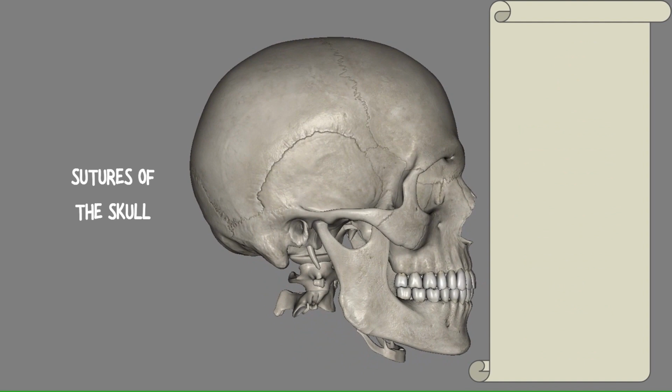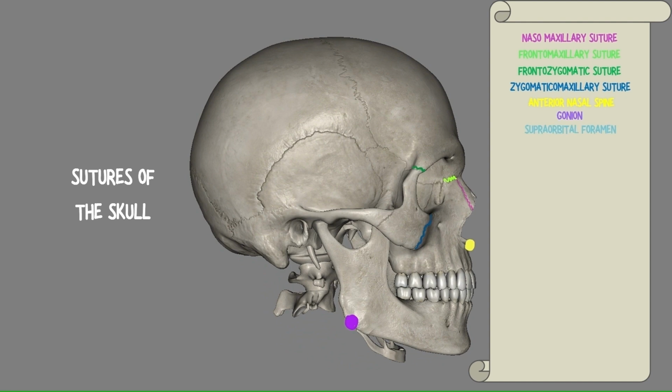In a lateral view, we can see again the nasomaxillary suture, the frontomaxillary suture, the frontozygomatic suture, the zygomaticomaxillary suture, the anterior nasal spine, gonion, the supraorbital foramen, the infraorbital foramen, and the mental foramen.